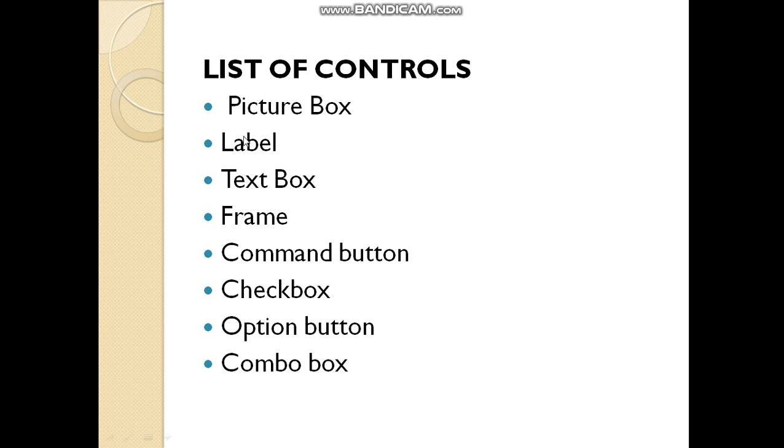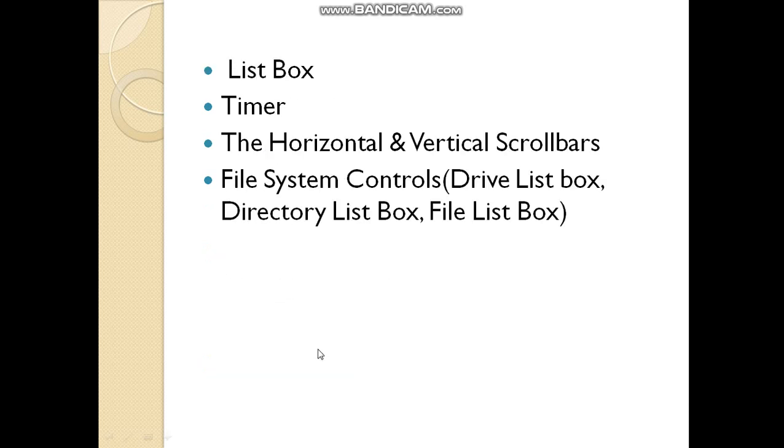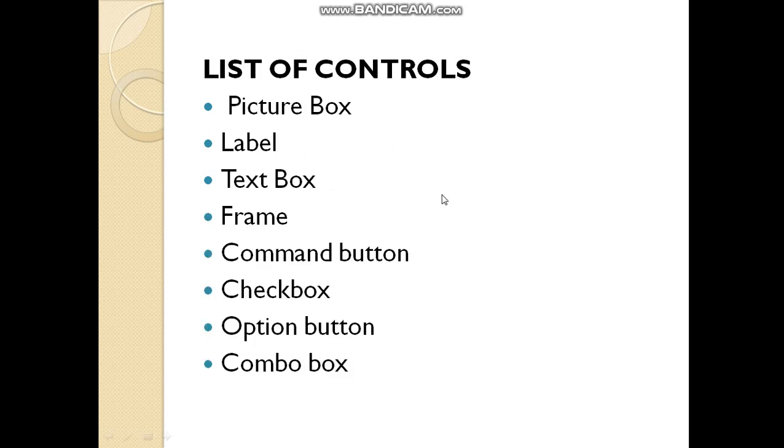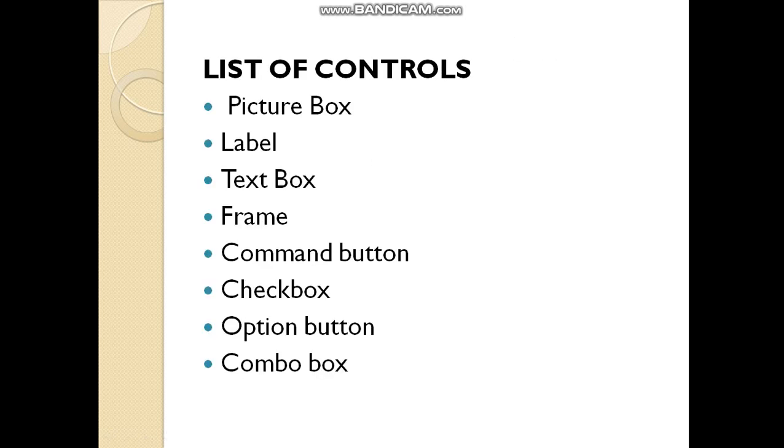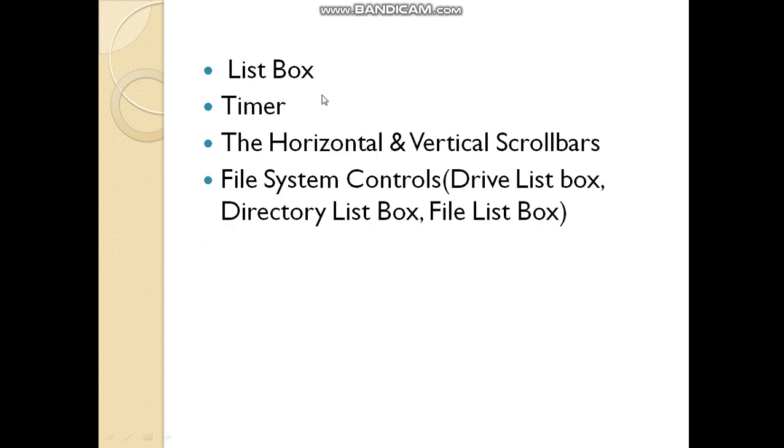So this is the list of controls: picture box, label, text box, frame, command button, checkbox, option button, combo box, list box, timer, horizontal and vertical scroll bar, file system controls: drive, directory, file list box. These are all controls available on the toolbox. With the help of these controls, we develop the user interface screens. These are called various elements of a user interface.